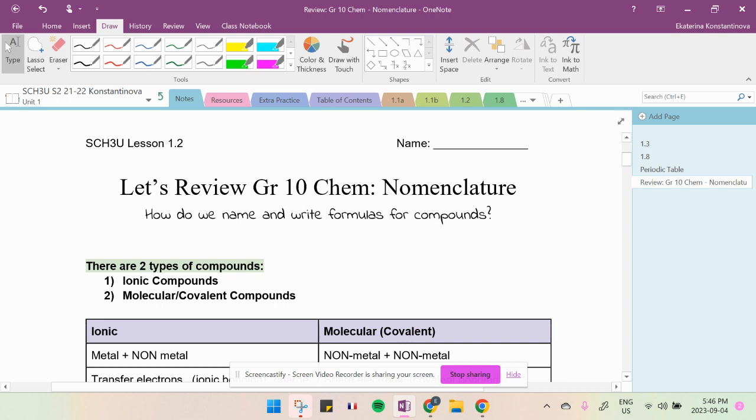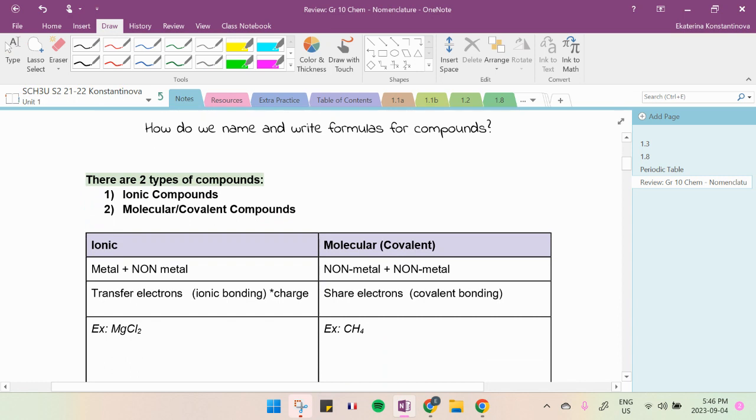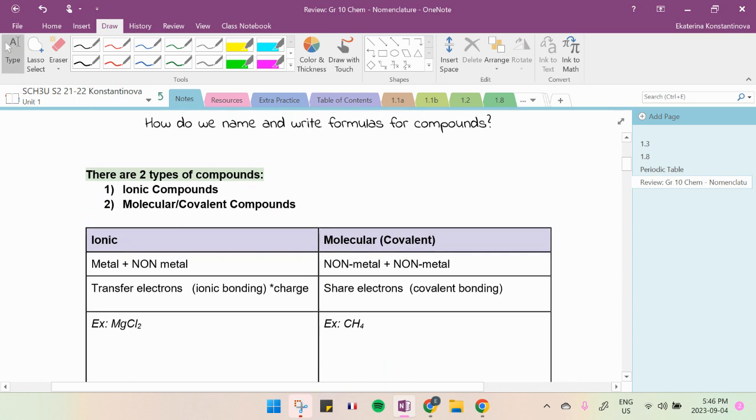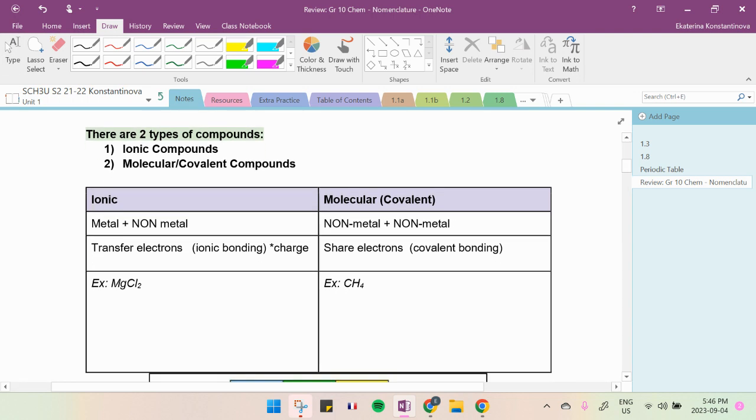So, last year we talked about two different types of compounds. We have ionic compounds and we have molecular compounds. This year you'll hear that molecular compounds are also called covalent compounds. Molecular and covalent means basically the same thing. Later on, you'll learn a little bit more about why we use covalent or when we use molecular. So, if we compare ionic and molecular compounds, let's take a look.